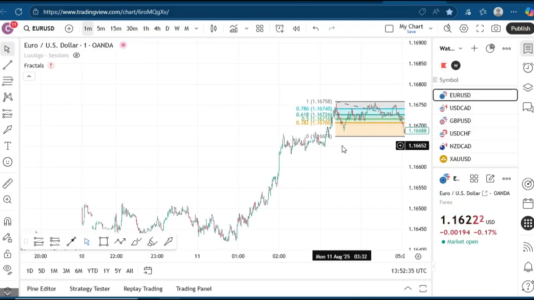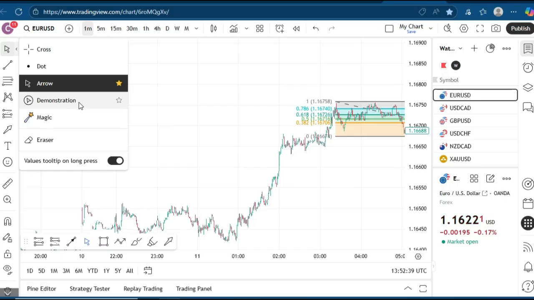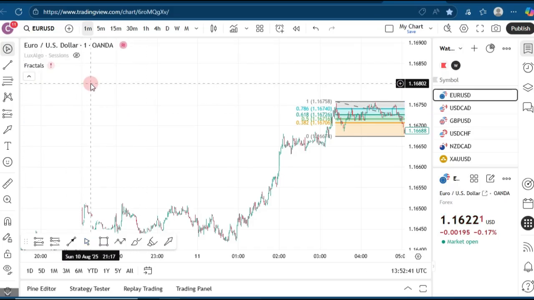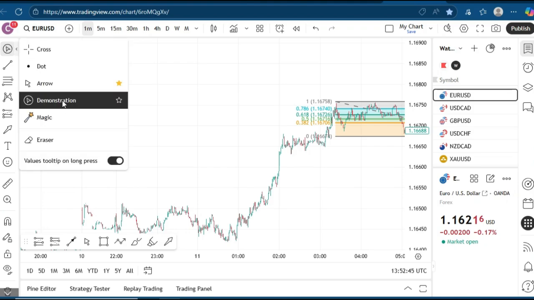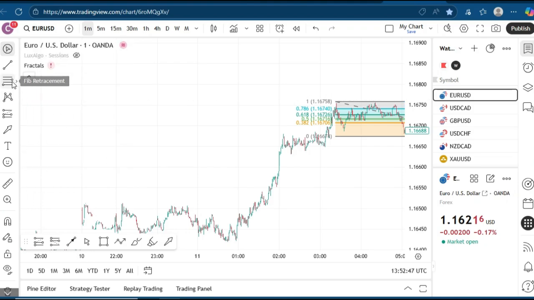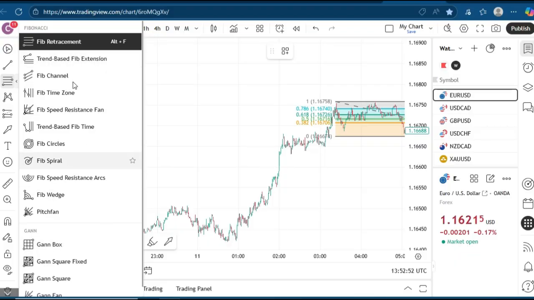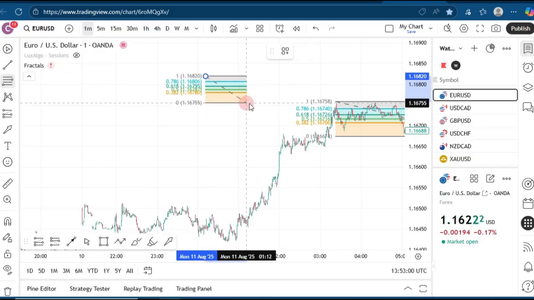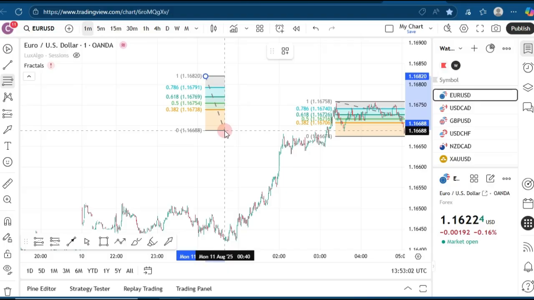So the first thing that you're going to need to do is come to this area. Let me take my demonstration arrow over here so that you can get everything nicely. You see over here, I want you to come here, and you see there is a whole list right here. So I'm just going to use this one, the fib retracement. Just click there, and you're going to do the settings like this one.